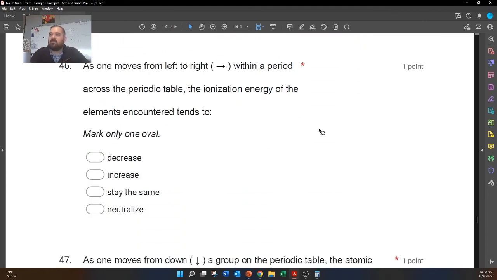So as one moves from left to right within a period across the periodic table, ionization energy also goes up. And it goes up for multiple reasons. One reason is it's closer to 8 electrons, which means it's more difficult to take one away. And another reason is that they're also smaller. So the smaller an atom is, the more difficult it is to take an electron away. So this is also increases.